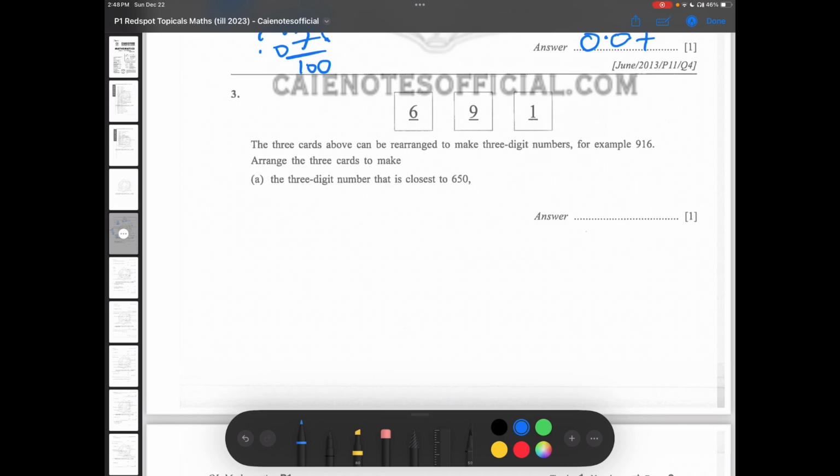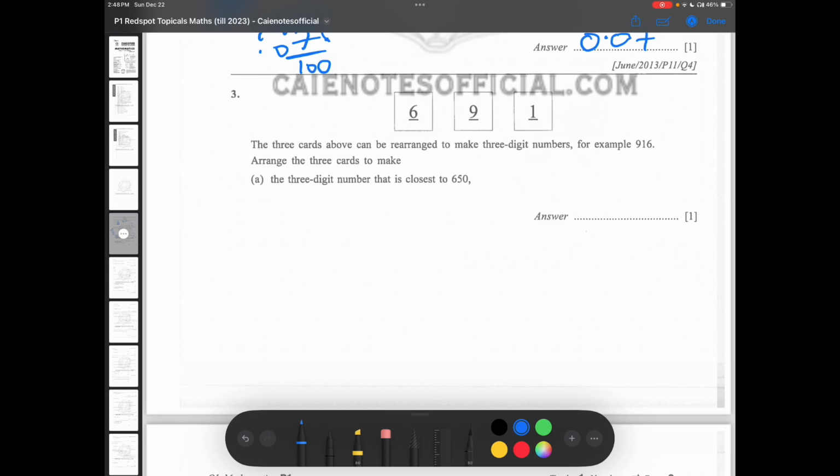The three cards above can be rearranged to make three-digit numbers. For example, 916. Part A: arrange the three cards to make the three-digit number that is closest to 650. So the three cards are 6, 9, and 1, and we can rearrange them. And we have to make a three-digit number that is closest to 650.